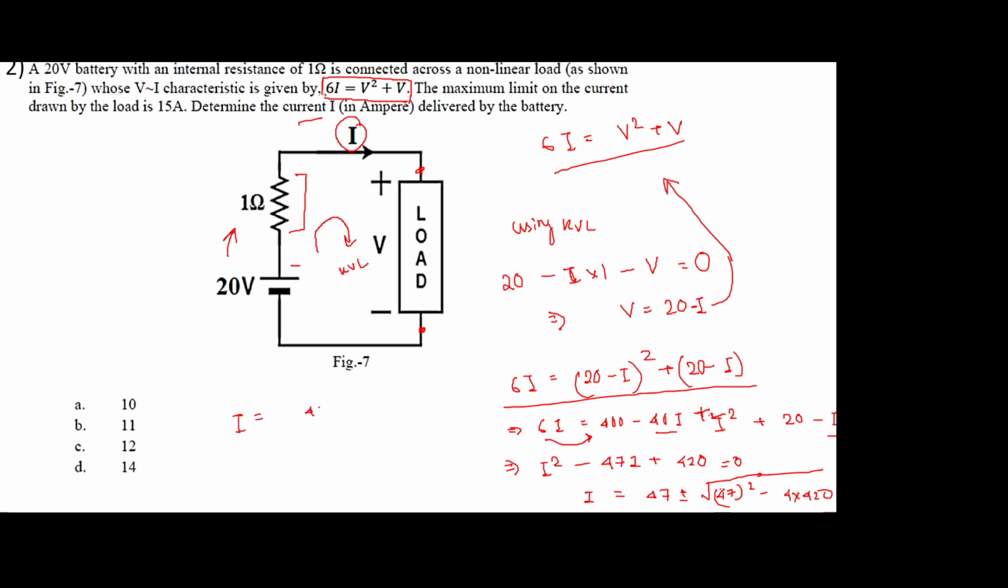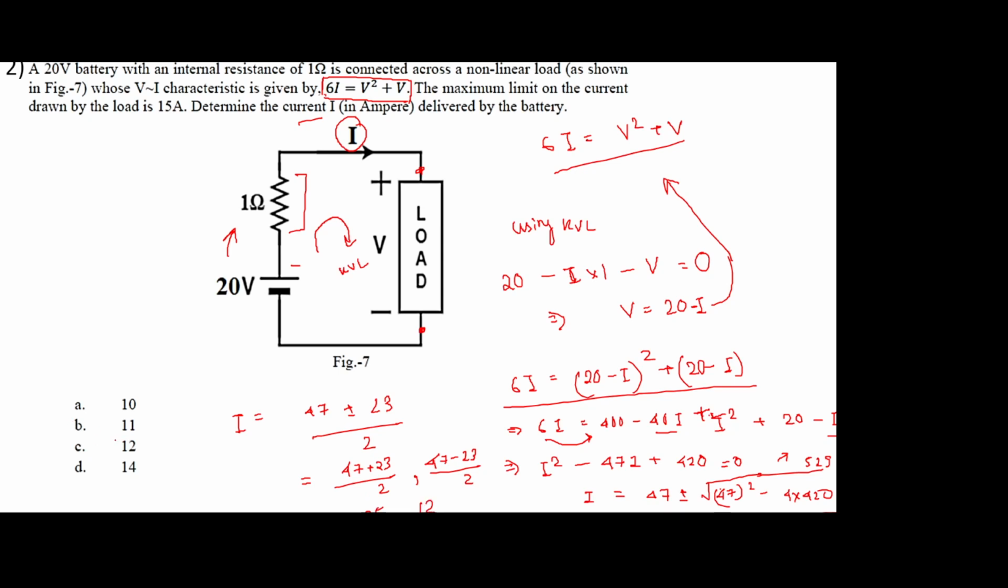So I'll just write it here. I is equal to 47 plus minus the square root of 529. Sorry, this is 529, so the square root of 529 is 23. So it can be either 47 plus 23 by 2 or 47 minus 23 by 2. Let me know which will be the correct answer and why. So it will be either 35 or 12.